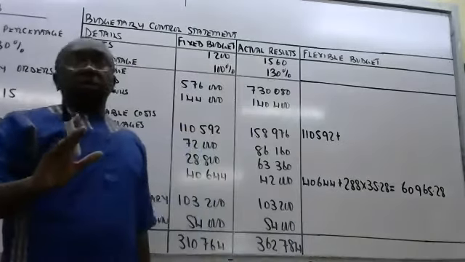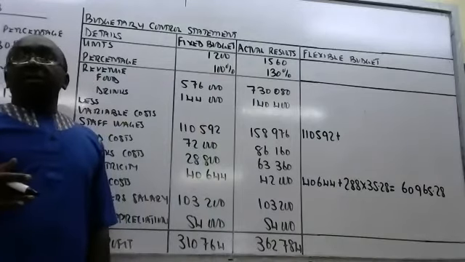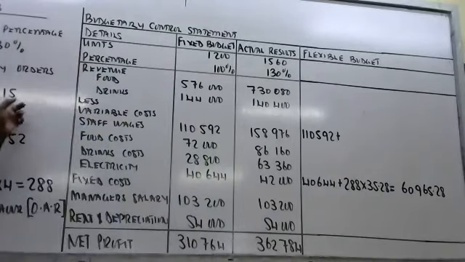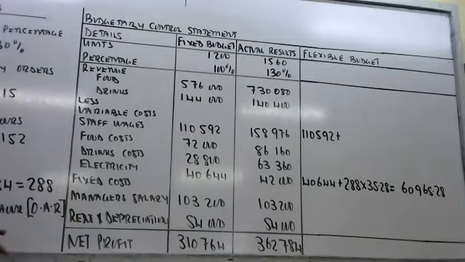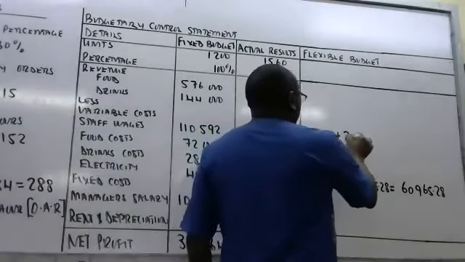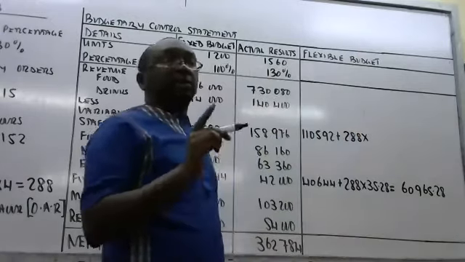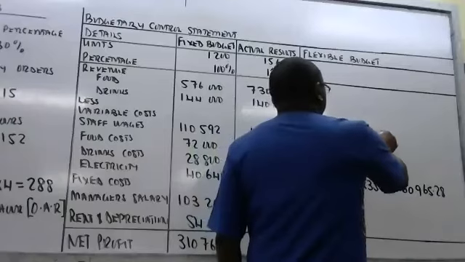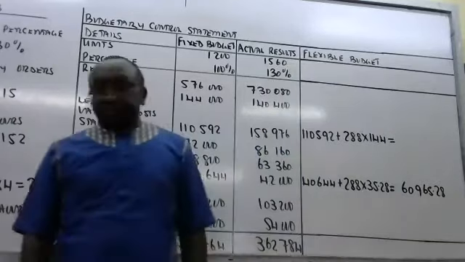110.592. That is up to the 1200 units. But from there now, these extra meals, these extra orders, they will be worked overtime. And the total hours that are required in that overtime for the whole month is what we got here as 288. So we will then say 288. And every single hour now is paid at 144.